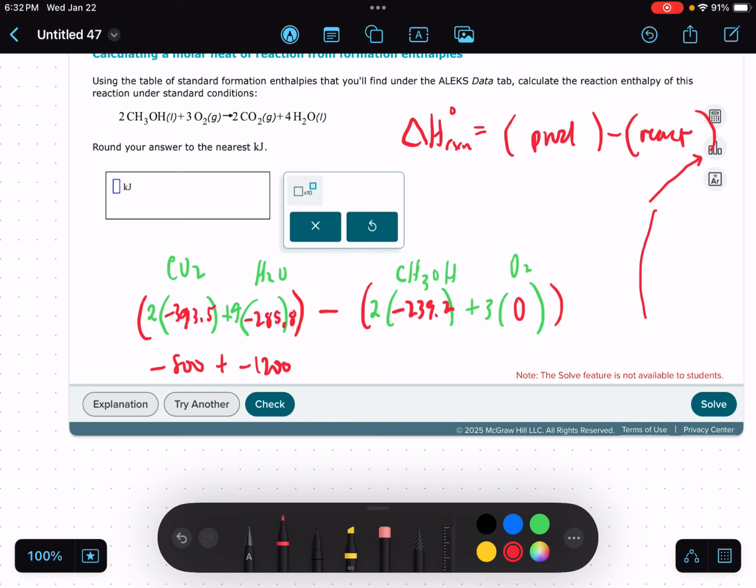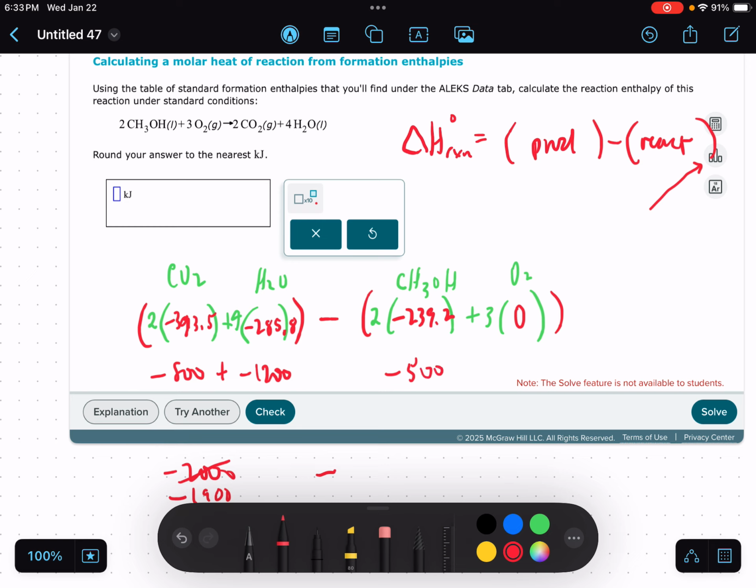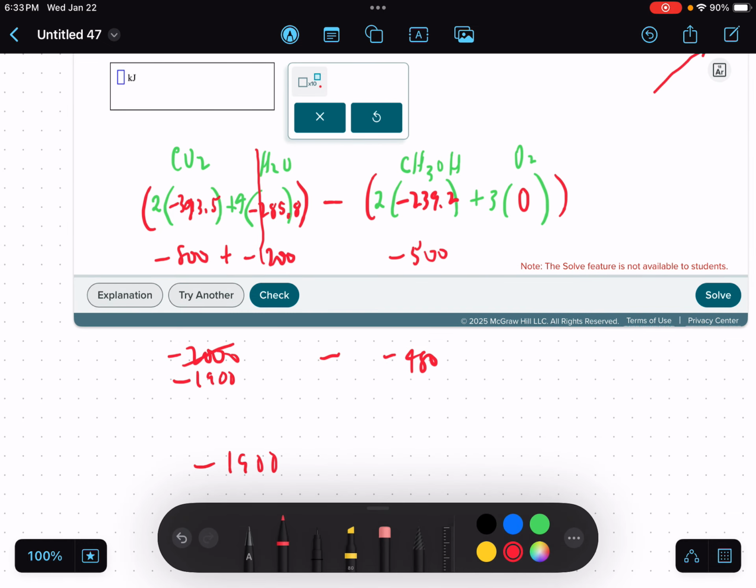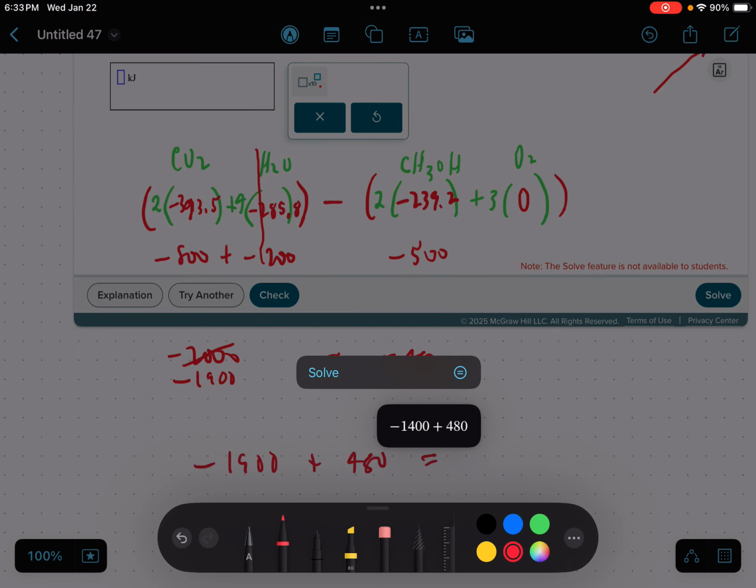All right? And the other one is minus 239.2. That's about minus 250, and 2 times 250 is 500. So that's going to be minus 500. I rounded that one up too. Let's go down a little bit, 480. Right? Which is going to be minus 1900 plus 480, which is going to equal, I don't know.